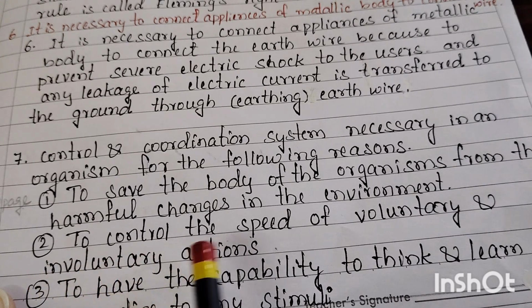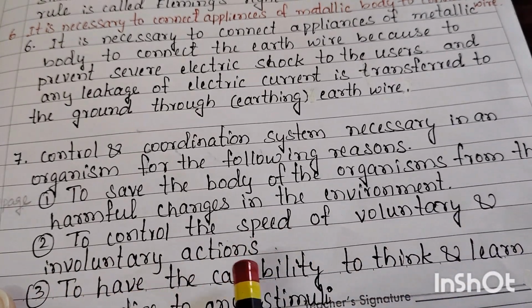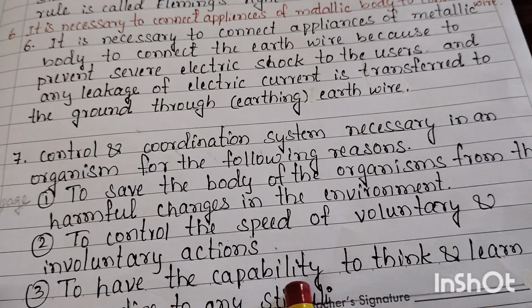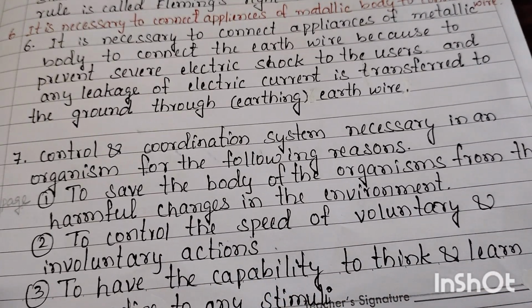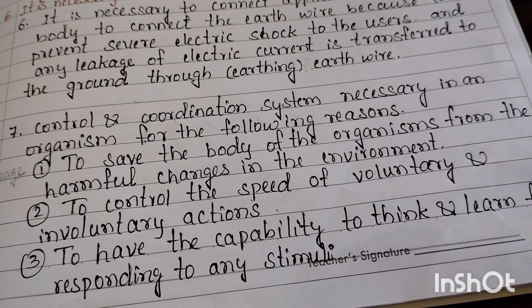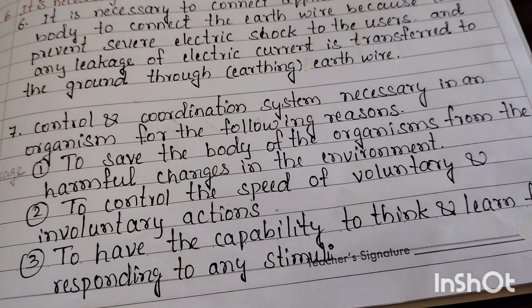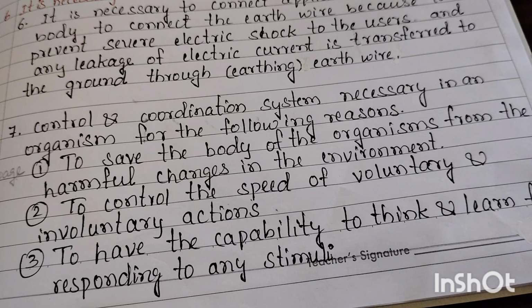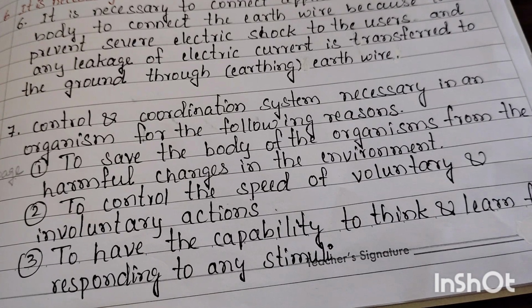Second one, to control the speed of voluntary and involuntary actions, and to have the capability to think and learn for the response to any stimuli. For example, the cat may run to catch the mouse, and the mouse runs faster than the cat to protect itself from the cat. This is possible because of voluntary and involuntary actions. It's a capability of the cat and mouse to think and learn for the response to any stimuli. Each kind of change in the environment evokes an appropriate movement in response.